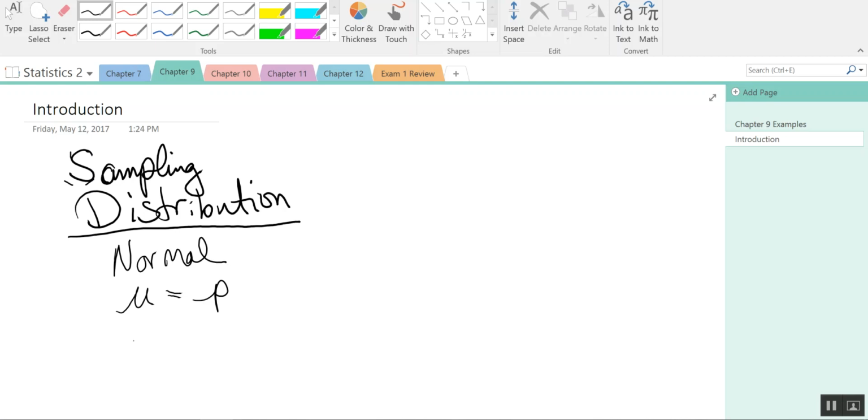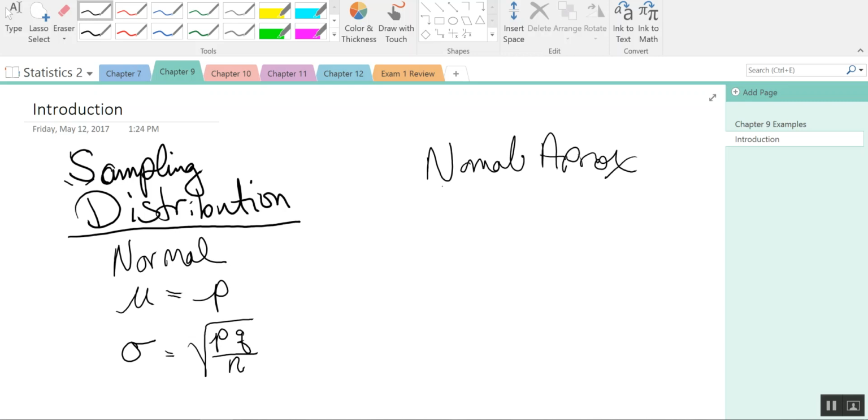Next up, standard deviation, aka spread of the distribution, or average distance from the mean. That's going to be the square root of the probability of success times the probability of failure divided by sample size. Now, some of this should look very familiar, especially if you've had Stat 1 recently. I'm hoping you remember something similar called the normal approximation of the binomial. I'm going to abbreviate it.